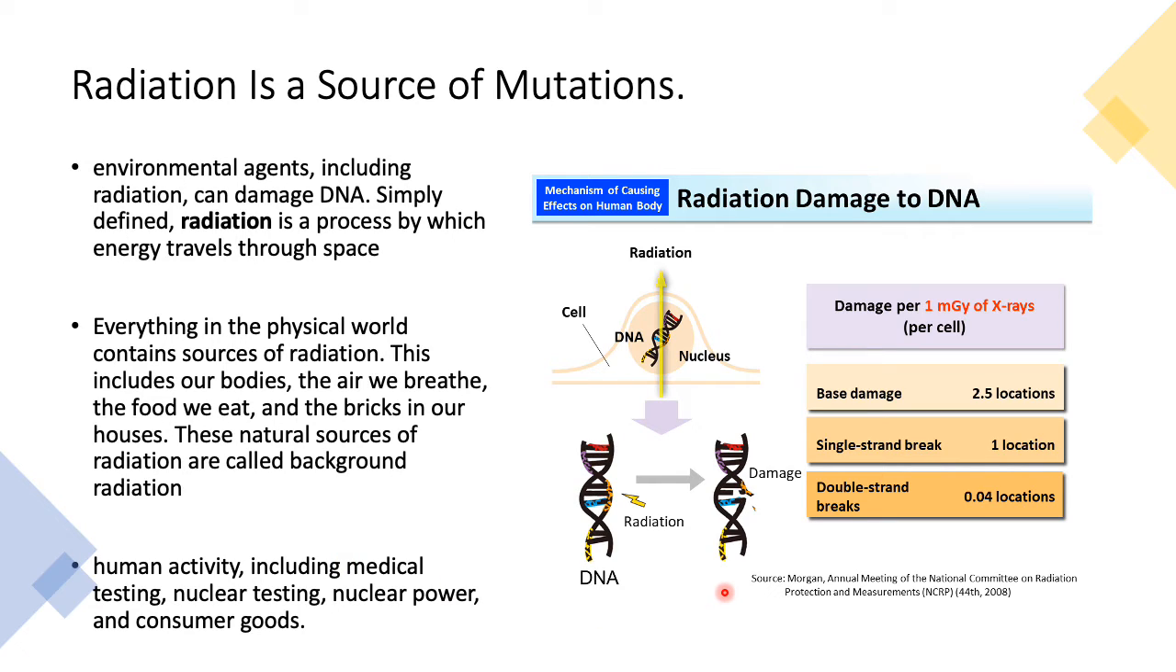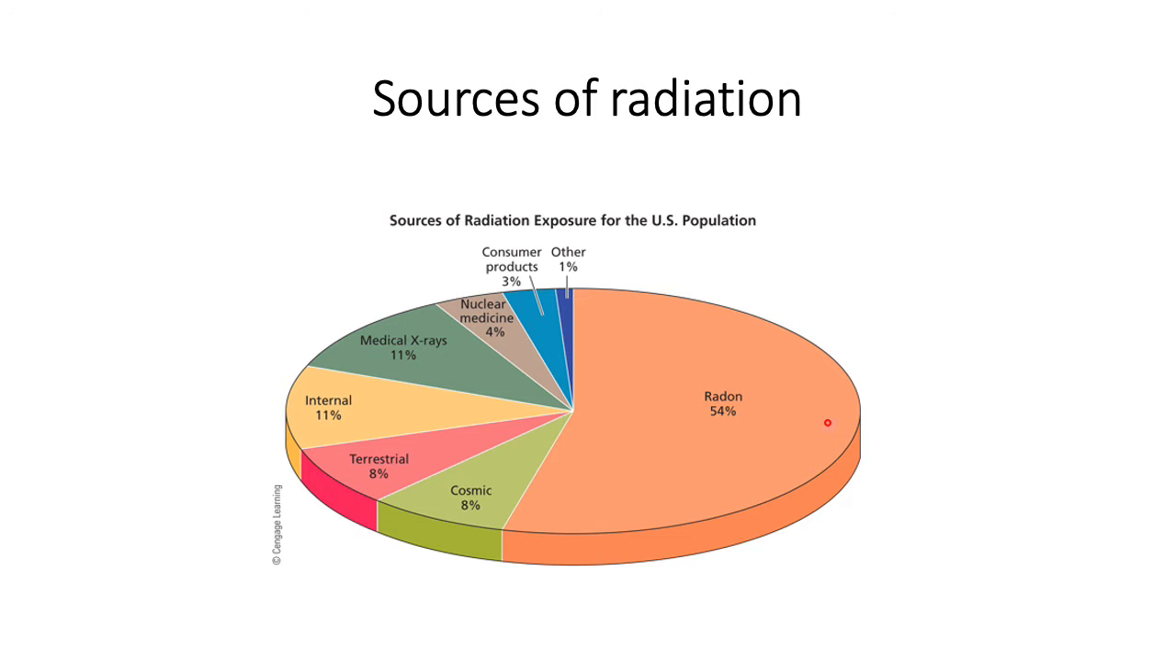Basically, radiation is energy being transferred to DNA, and that DNA absorbs the energy and suffers some type of damage. It can be base pair damage, a single strand break, or a double strand break. It just depends on how much energy was absorbed when it was exposed. So here are some examples of radiation: cosmic, terrestrial, so here on Earth, internal, medical x-rays, nuclear medicine, consumer products, and radon is the biggest source of radiation.